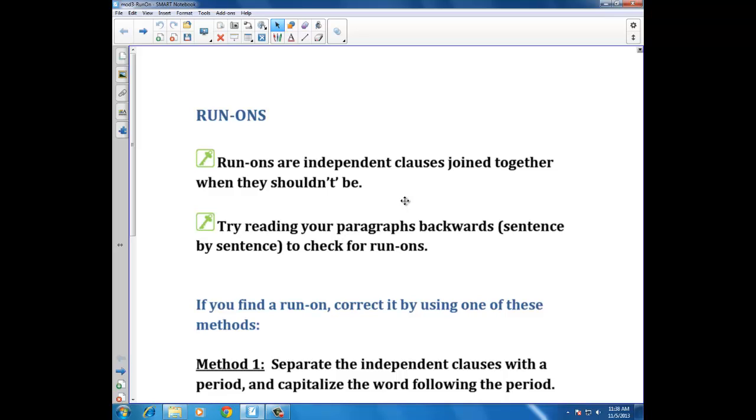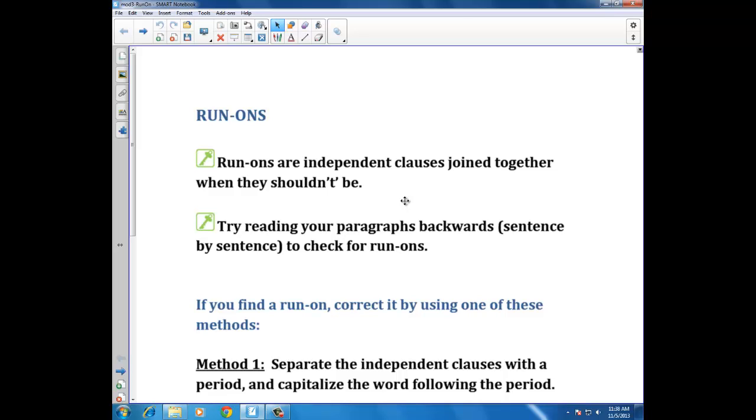One of the keys to ridding your paragraphs of run-ons is to try reading your paragraphs backwards, sentence by sentence, to check for run-ons. I know that this may sound odd, but what happens when you read your paragraphs backwards is you're not automatically connecting those sentences because you don't know necessarily what's going to come next. So you may be more likely to catch any run-on sentences you might have made.